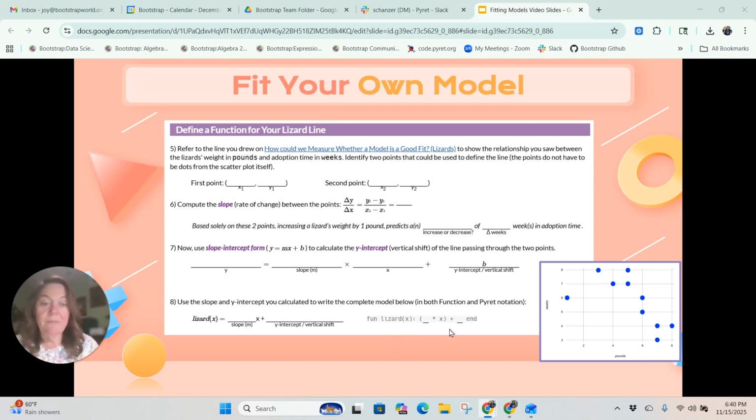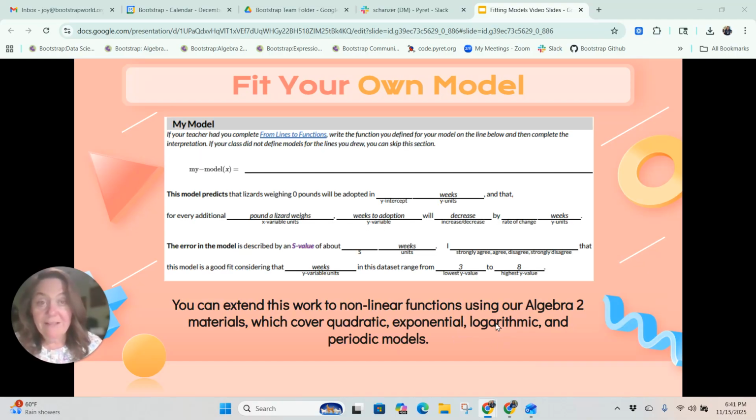We've got a spot there in the Pirate starter file for lizard. There they would fill that in and run their own fit model and come up with my model here. They've got their own equation, and they'll fill this in and come up with their own S, which hopefully is even better than Joe's, a smaller S value than the other 2.